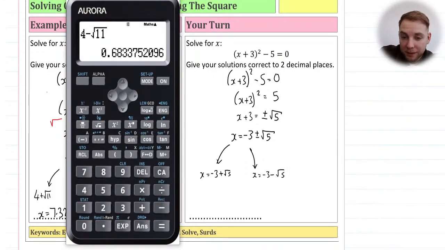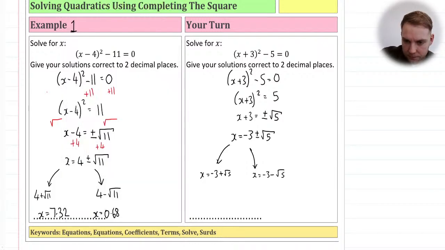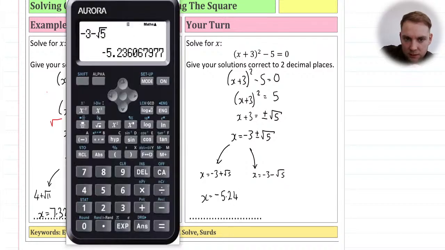As I said, you'd probably leave it like that on a non-calculator. So minus 3 minus root 5 is equal to minus 5.23. Let's get that down. People forget that was minus, so x is equal to minus 5.24, sorry, rounded. Let's just check that.